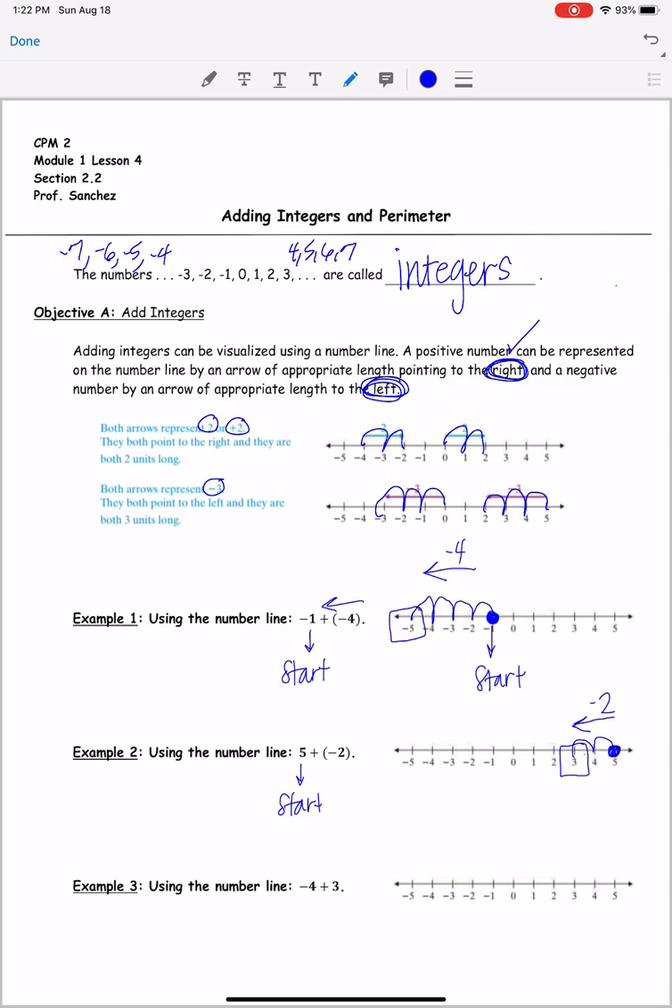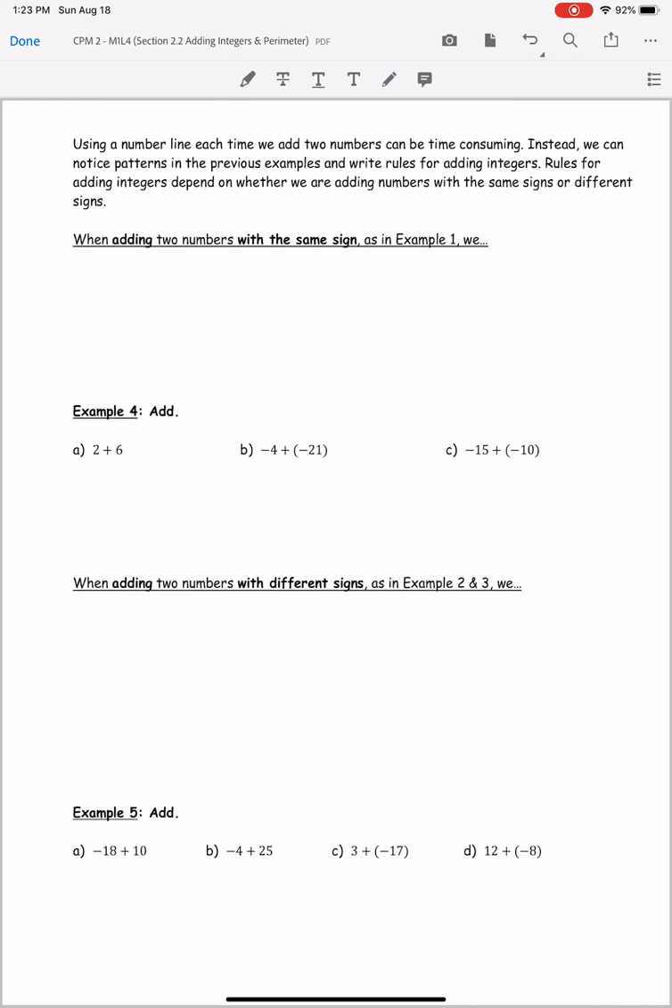Example 3, using the number line, we got -4 plus 3. So start at this -4. And now we are adding a +3. So now I need to go 3 units to the right towards all of these positive numbers. From this point, this is not 1. Now it is 1, 2, 3. My answer is -1. Okay, so that's adding integers using that number line.